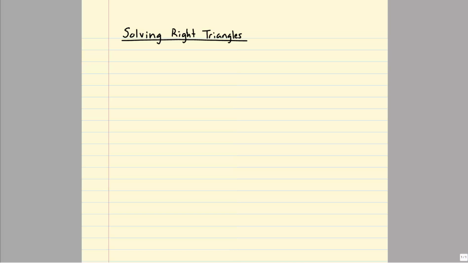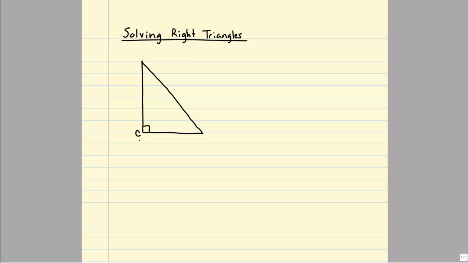Now that we know how to use SOHCAHTOA and we know how to use our calculators to find angles and sides that are missing on a right triangle, let's go ahead and look at solving right triangles. When we talk about solving right triangles, we're finding all three angles and all three sides. Sometimes much of that information is given to you, but that's what it means to solve a right triangle: find the measure of all angles and all sides.